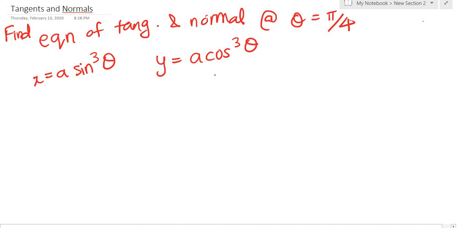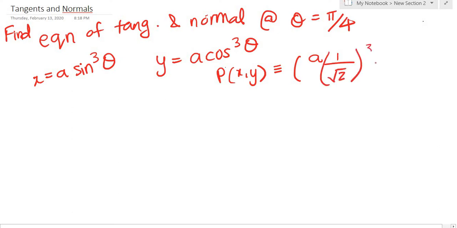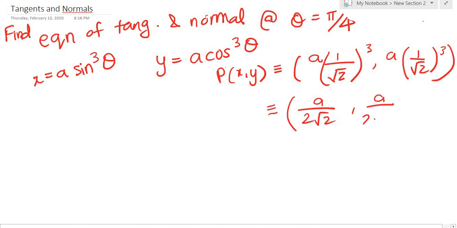Now before doing anything we need the point in the form x comma y. You might want to do that now. Because we need that to use the point slope form, we need a point. So the given point is, we can just plug in your theta over here. So it's 1 over root 2 cube comma a times 1 over root 2 cube. You can simplify this. It's a over 2 root 2 comma a over 2 root 2. This is the coordinates of your point.